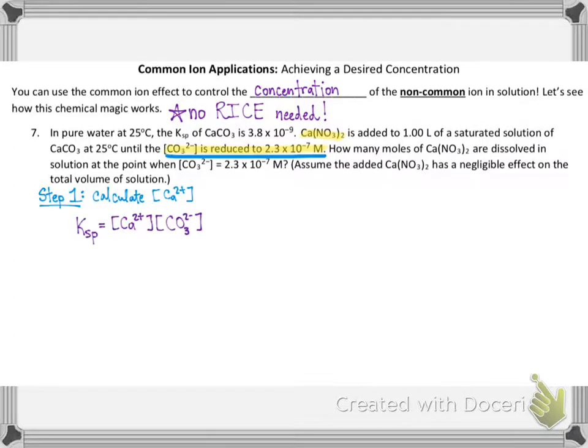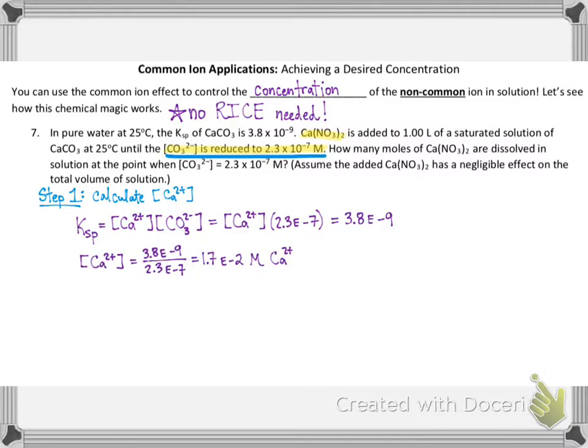So let's try it. Since calcium carbonate dissociates to produce one calcium ion and one carbonate ion, the KSP expression is pretty straightforward. So now we just need to plug in the values that we know. Well, I don't know the concentration of calcium ions, that's the whole point, but I do know the concentration of carbonate, and I know the KSP value. So, with a little bit of algebra, I discovered that I would want the calcium ion concentration to be 1.7 times 10 to the negative 2 molar calcium.